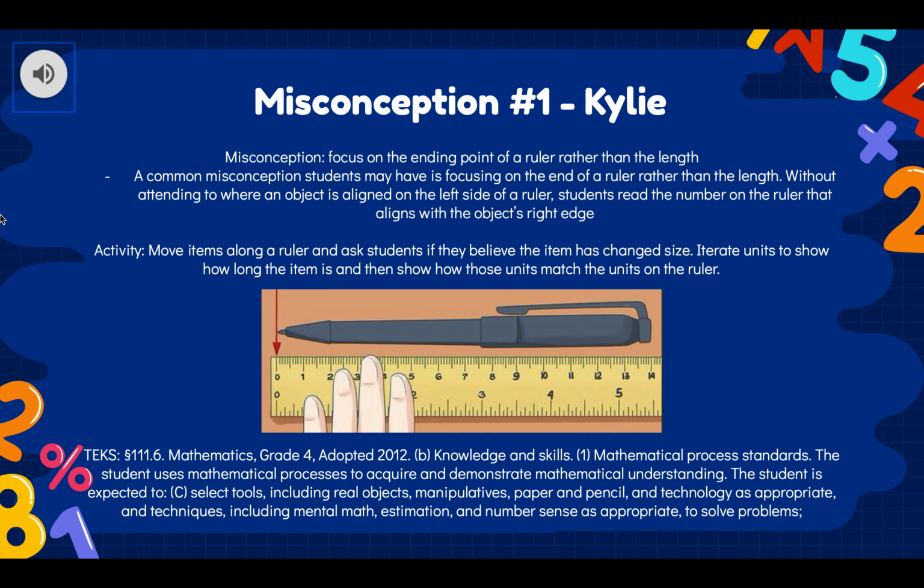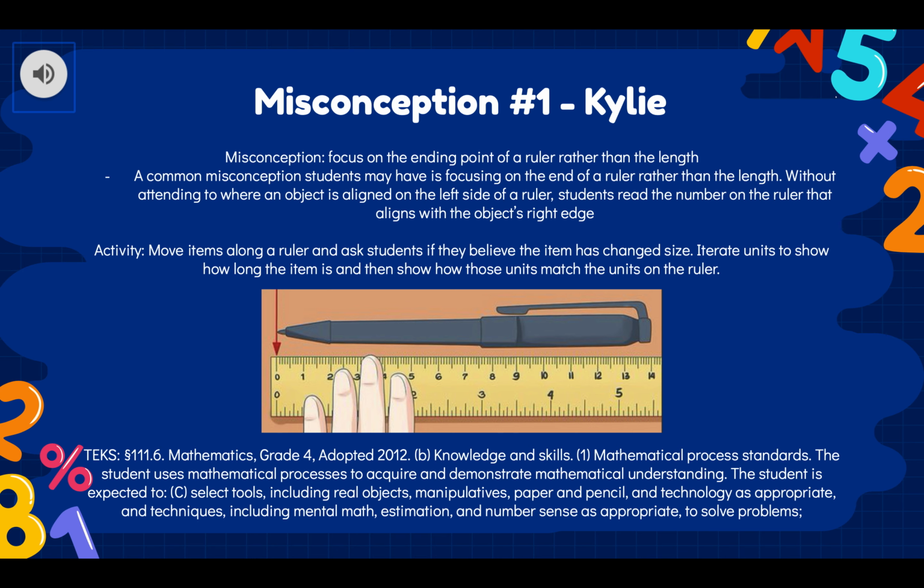A common misconception students may face is when they focus on the ending point of a ruler rather than the length. Without attending to where an object is aligned on the left side of a ruler, students read the number on the ruler that aligns with the object's right edge.